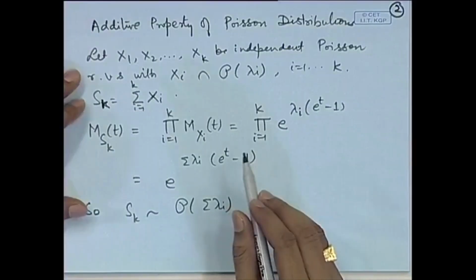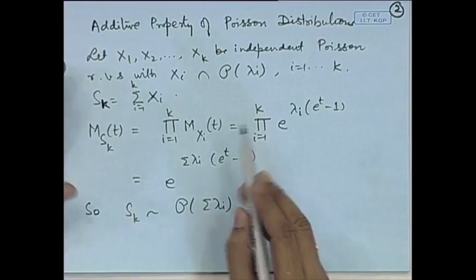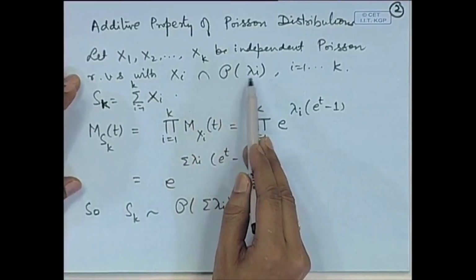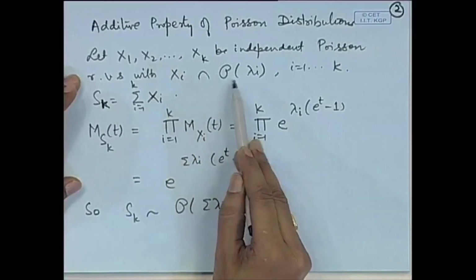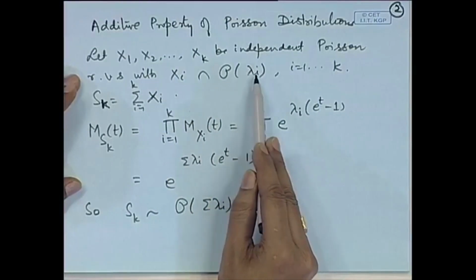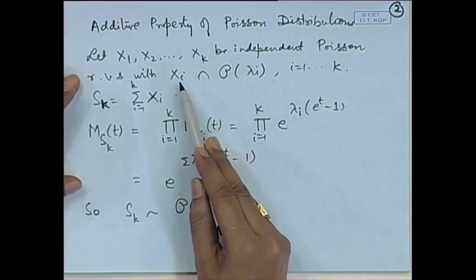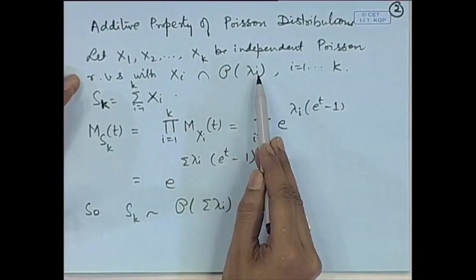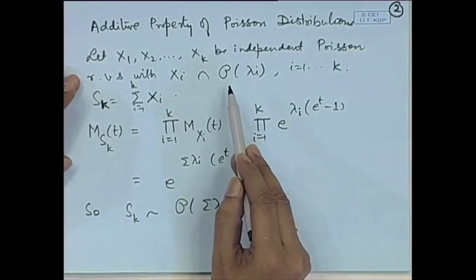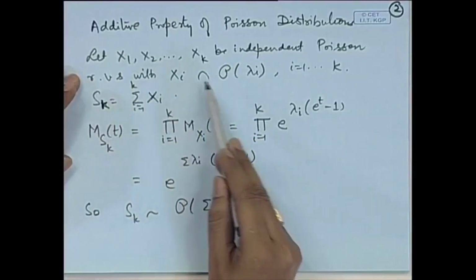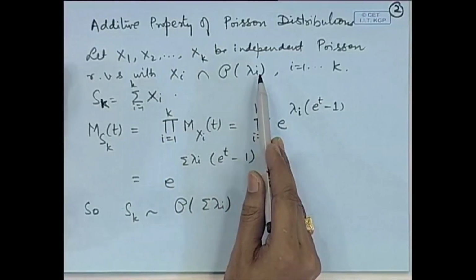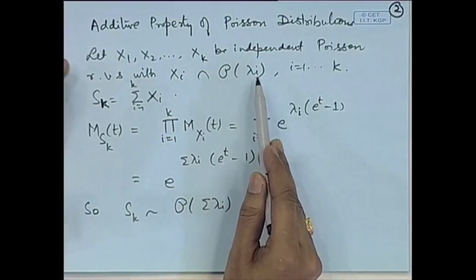Once again we can see it in physical terms. Here we are considering k different Poisson processes. X1 denotes the number of arrivals in the Poisson process with arrival rate lambda 1, X2 denotes the number of arrivals in the Poisson process with arrival rate lambda 2, and so on. Therefore, the sum of the Xi's denotes the total number of arrivals in a Poisson process with arrival rate sigma lambda i.